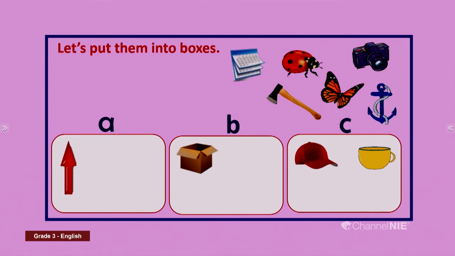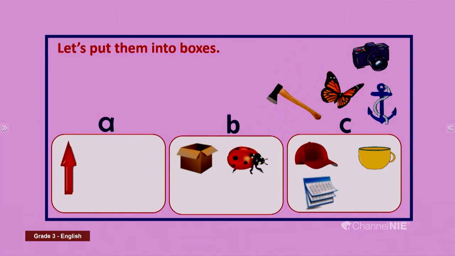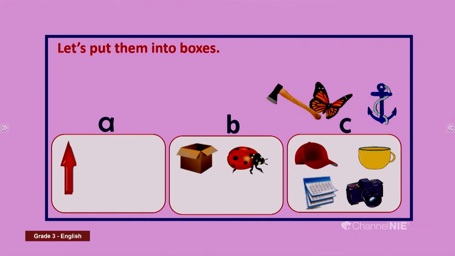Next. Calendar. What is the first letter? C. So we put it into box C. Next. Beetle. What's the first letter? B. Then we put it into box B. Next. Camera. What is the first letter? C. We put it into box C. Next. Butterfly. What is the first letter? B. So it goes to box B.